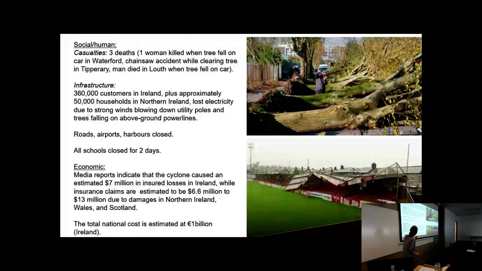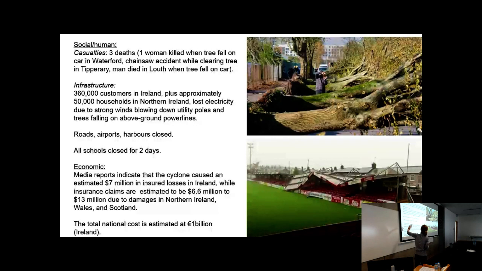Casualties, 3 people died, mainly because trees fell on cars or someone was stupid enough to take a chainsaw out during a hurricane. Infrastructure, about 400,000 households lost power supply, again because trees fell on power lines. Roads were closed, airports, harbours closed, schools were closed for 2 full days.